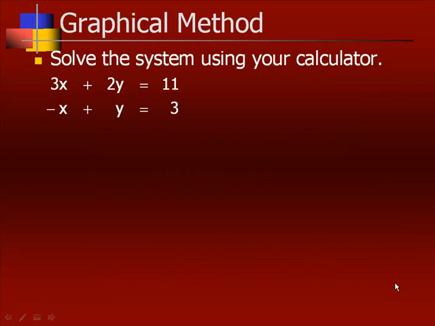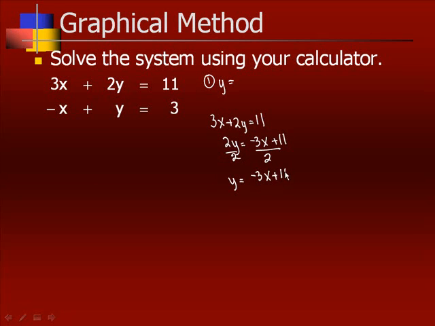Okay, so if we wanted to solve the system using our calculator, 3x plus 2y equals 11 and negative x plus y equals 3, the first thing we have to do is get both equations in y equals form. So 3x plus 2y equals 11. Subtract 3x from both sides and we get 2y equals negative 3x plus 11. Divide both sides by 2 and we get y equals negative 3x plus 11 divided by 2. This is what we're going to call y1.